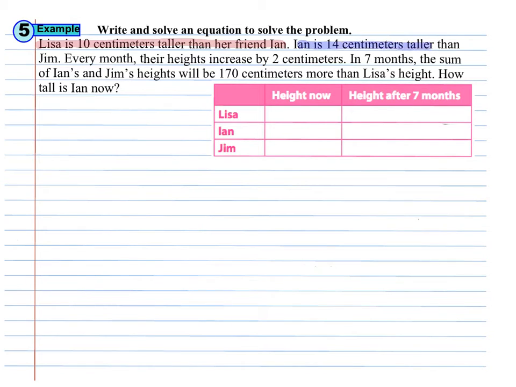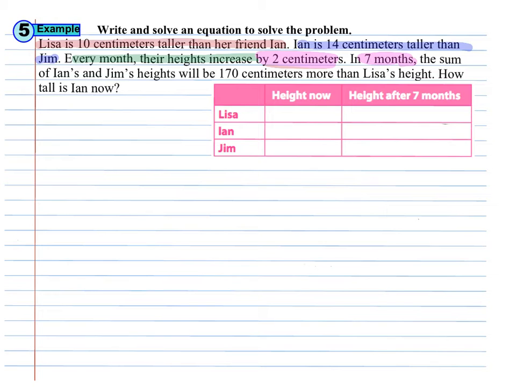Ian is 14 centimeters taller than Jim. And every month, their height increases 2 centimeters. That's going to be very important. 2 centimeters every month. Okay. But they also say the next part is after 7 months.